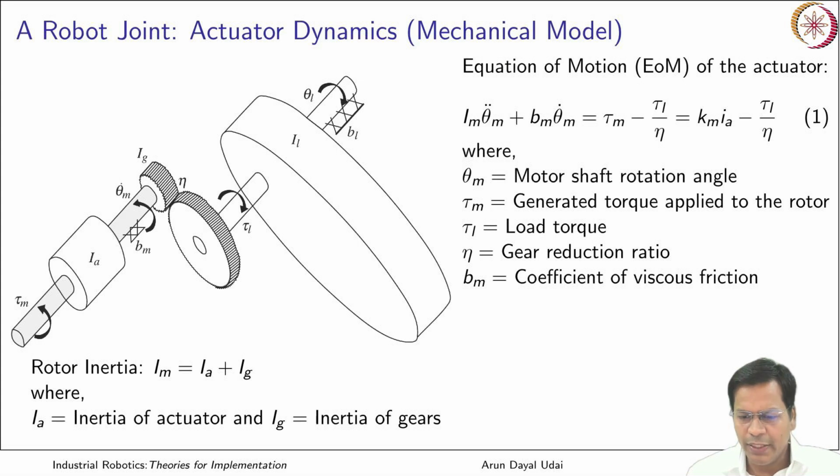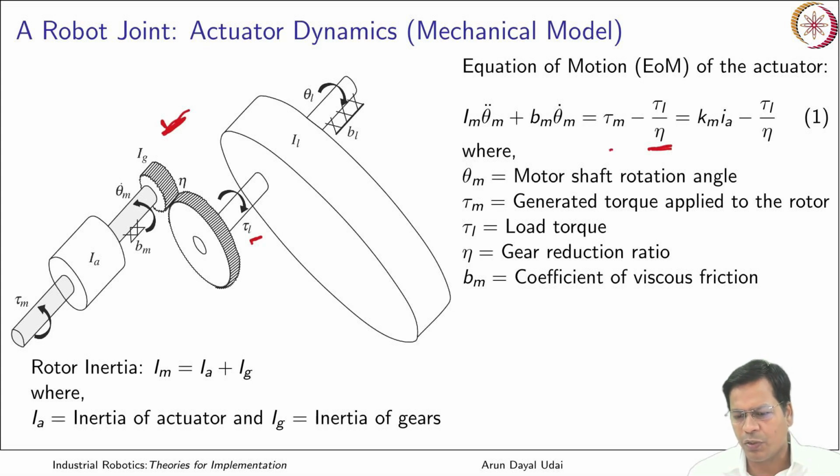the link side of it. If this has a torque which is tau L, the resistance torque which is coming onto the motor shaft is tau L by eta. So yes, this is tau L by eta that is reflected out here. And tau M is the driving torque.